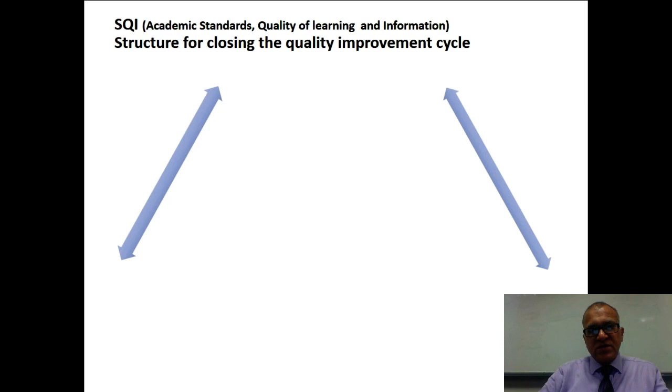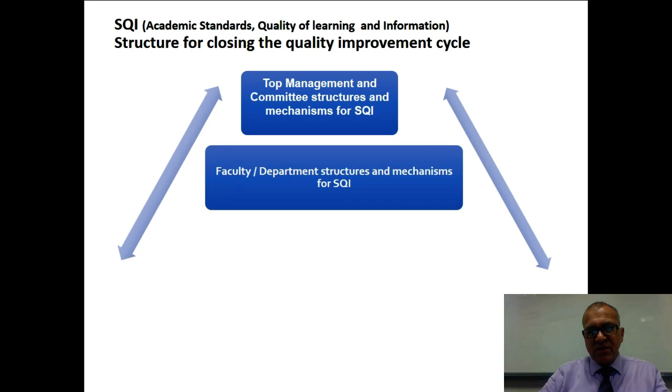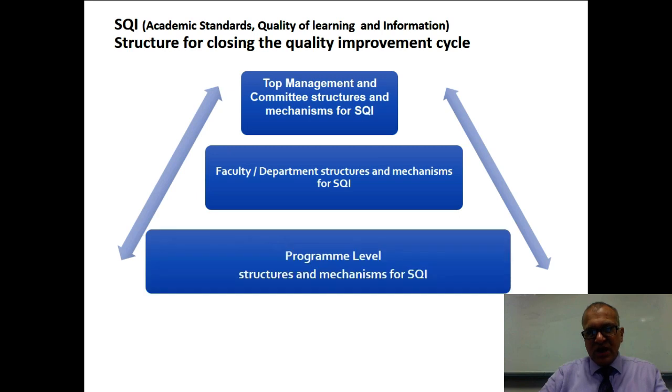When an institution sets quality standards, it wants to make sure that standards, quality, and information are managed at all levels. So top management and committee structures must make sure that mechanisms are in place for standards, quality, and information management. At faculty or department level, there should be structures, mechanisms, and policies in place. At program level, and similarly at module level. So at each level, standards, quality of learning opportunities, and public information are managed.